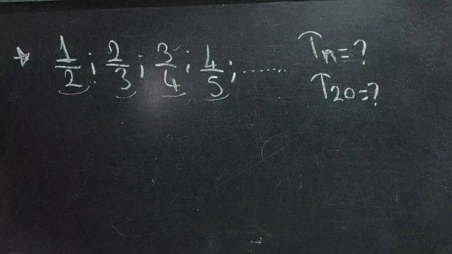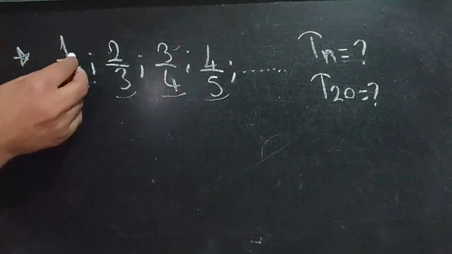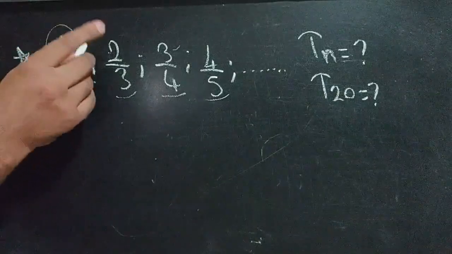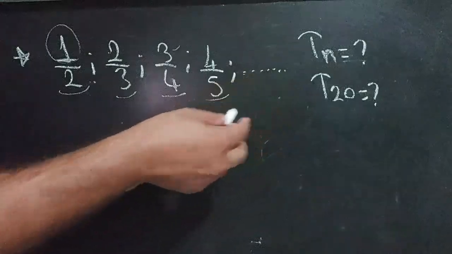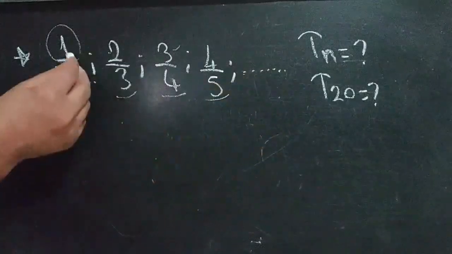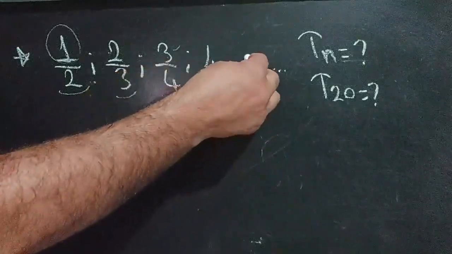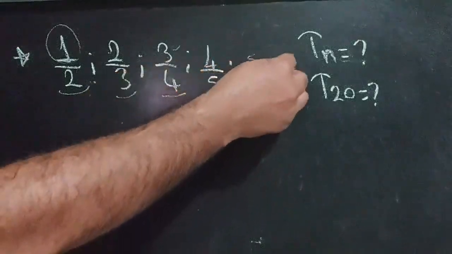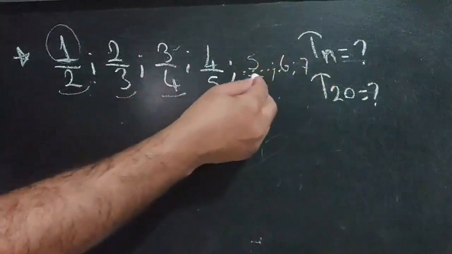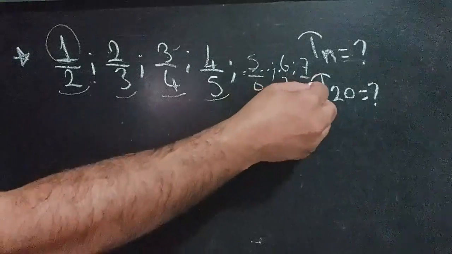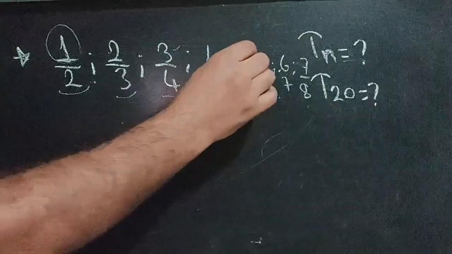So I will start from the first one. By the way, if the question was asking you for the next 2-3 terms, it was easy. You wouldn't do anything, because look, the top is increasing by 1. The next one is going to be 5, then 6, 7, and the bottom is increasing by 1 too, which is going to be 6, 7, 8. If the question was asking for the next 2-3 terms, you would find them like this.